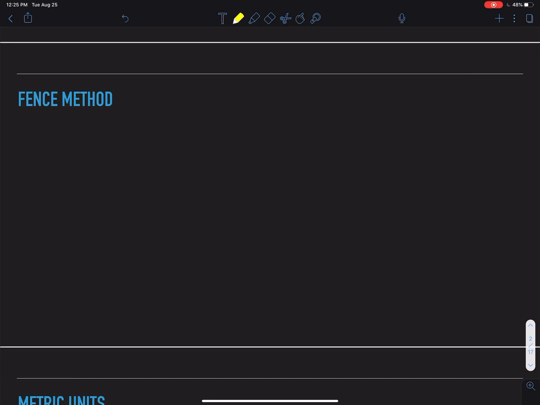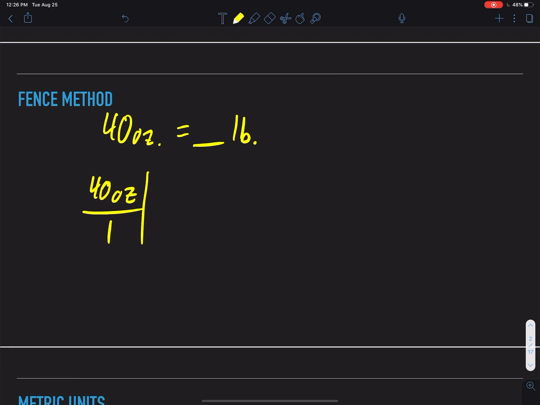So suppose we want to know how many pounds are in a 40-ounce bag of coffee. I like coffee quite a lot, and my most recent purchase was a 40-ounce bag of coffee from Costco. So a 40-ounce bag of coffee is how many pounds? Well, using the fence method, I would start with the fraction 40 ounces over 1. And then I'm going to make a fence.